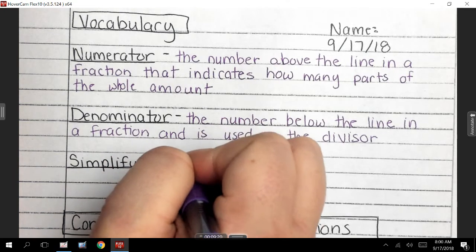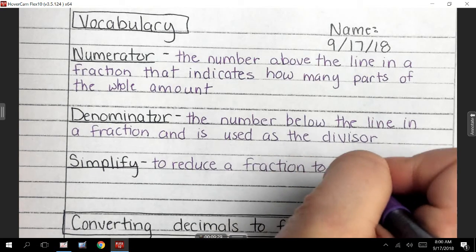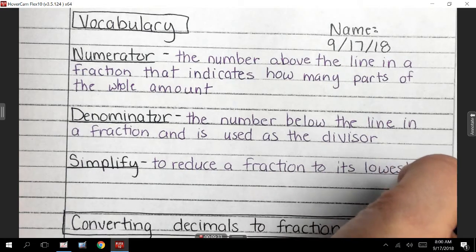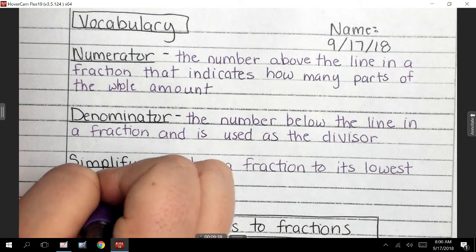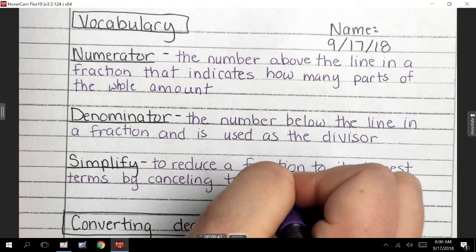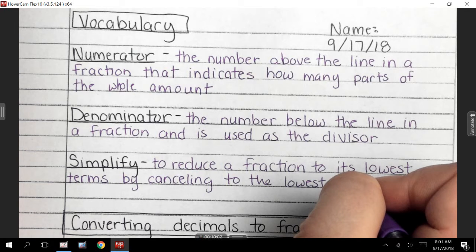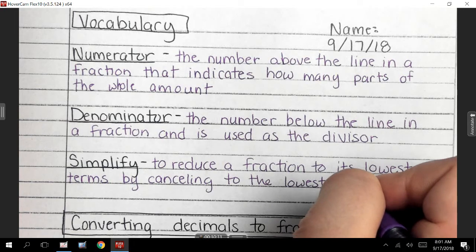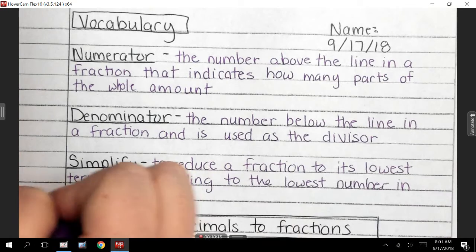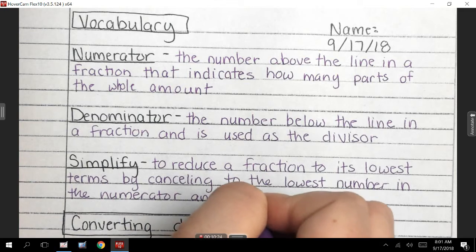To simplify is to reduce a fraction to its lowest terms by canceling to the lowest number in the numerator and denominator.